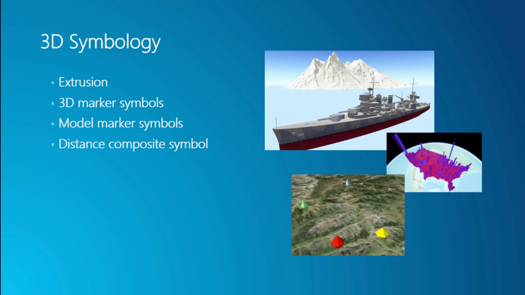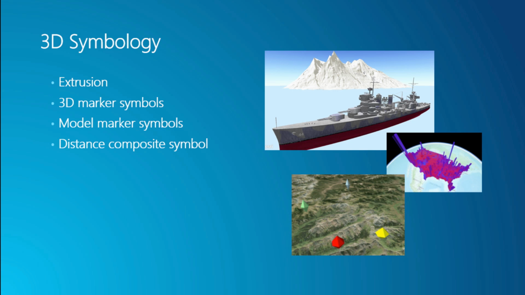Then there are model marker symbols, so a variety of different model formats, being able to specify, for example, a ship or a plane, and utilize a more representative symbol for the features or phenomenon that you're trying to show within your scene. A variety of different model marker symbol types that are standard within the industry can be integrated and used with your graphics to better represent your data.